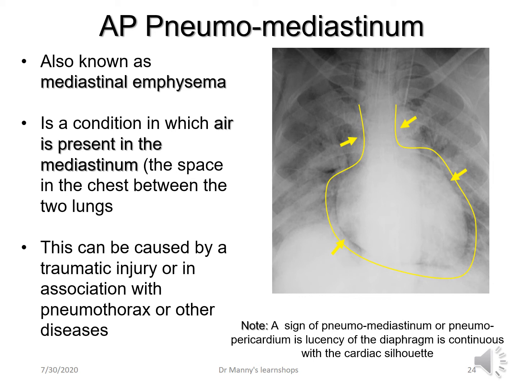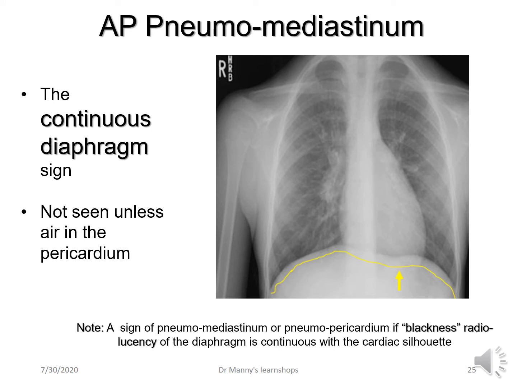So there's a continuous line from the diaphragm, right hemidiaphragm, under the heart to the left hemidiaphragm. This is not normal. Normally, there's no continuous diaphragm sign under the heart shadow. This is a sign that there is air in the pericardium or in the mediastinum. So as I said, pneumomediastinum has what is called the continuous diaphragm sign. And it's not seen unless there's air in the pericardium or in the mediastinum.